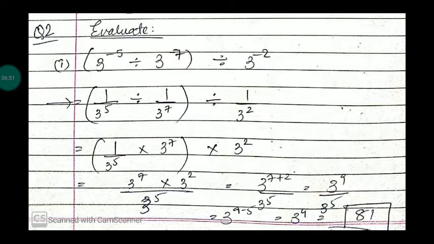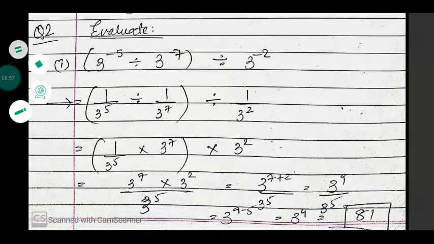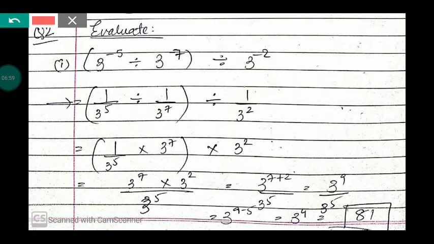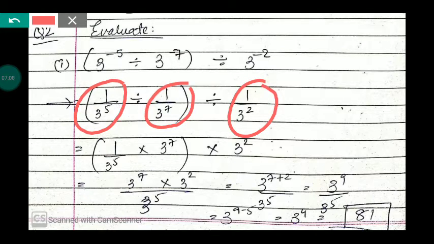3 raised to minus 5 divided by 3 raised to minus 7, the whole thing divided by 3 raised to minus 2. Now as I said earlier also, the first thing is turning the powers into positive by taking the reciprocals. So here we took the reciprocals in all three of them.